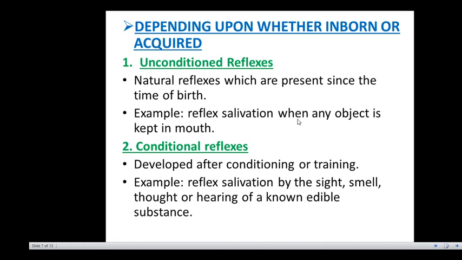Example, reflex salivation when any object is kept inside the mouth. So there will be reflex salivation. That's one of the classical examples for unconditioned reflex. Number two, conditioned reflexes.